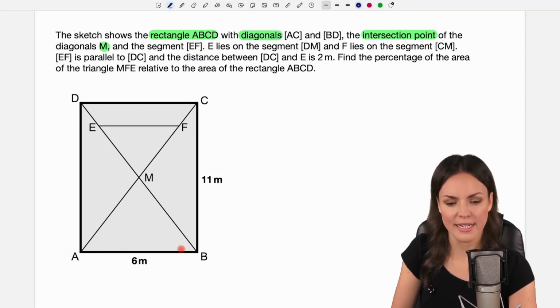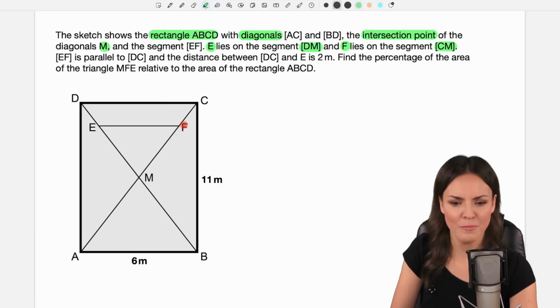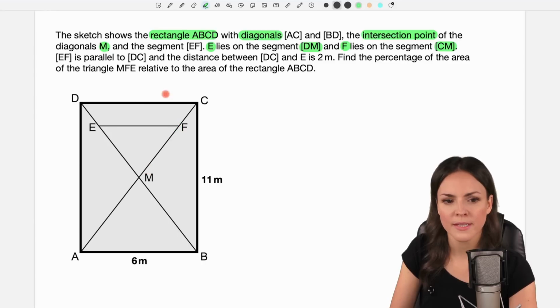Here we have our rectangle ABCD. We have the diagonals AC and BD, the intersection point M, and this segment EF. E lies on the segment DM, so the point E lies on this segment here, and F lies on the segment CM, so the point F lies on this segment here.